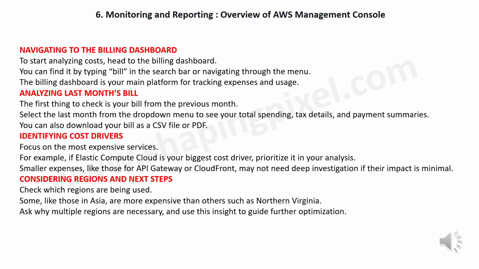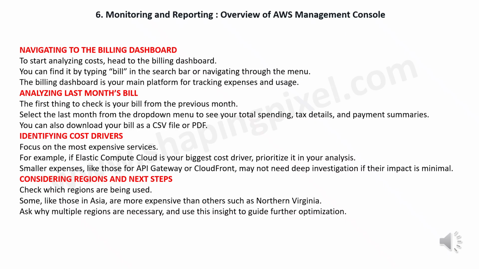The first step is always to get a broad overview of your environment. This means understanding which services you use, your current and past usage, and your overall expenses. To start analyzing costs, head to the Billing Dashboard. You can find it by typing Bill in the search bar or navigating through the menu. The Billing Dashboard is your main platform for tracking expenses and usage.